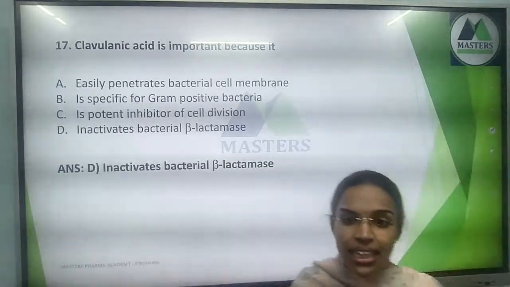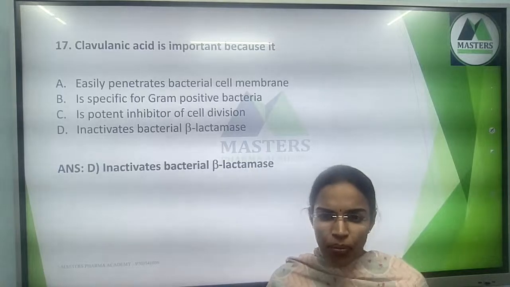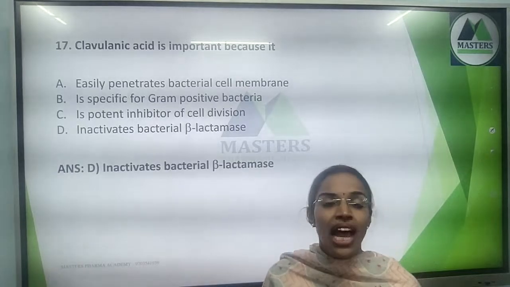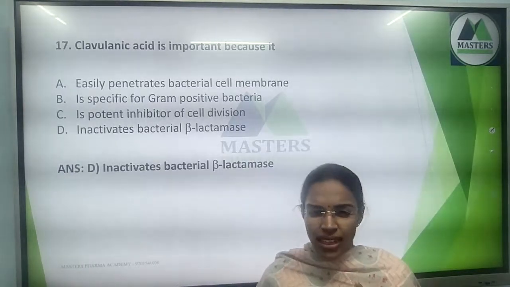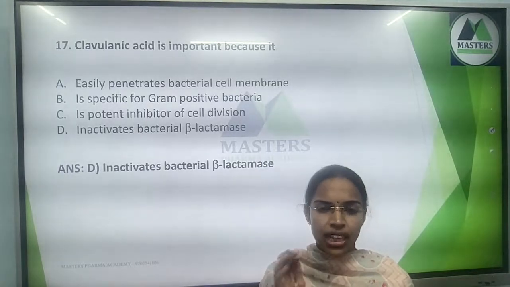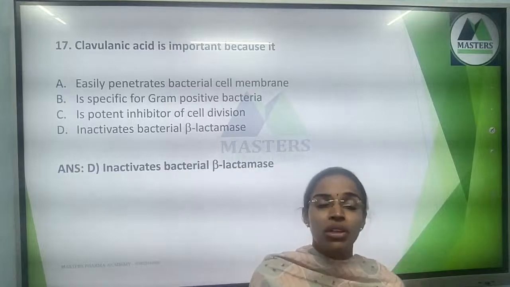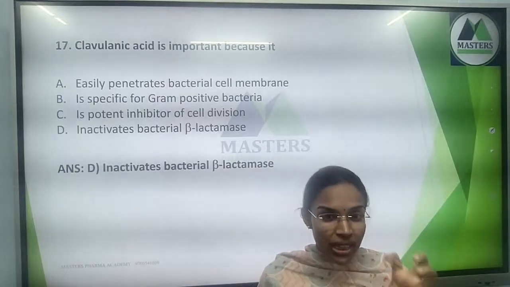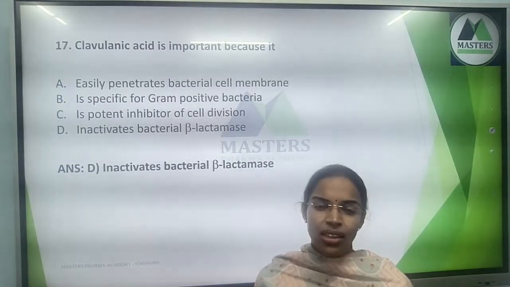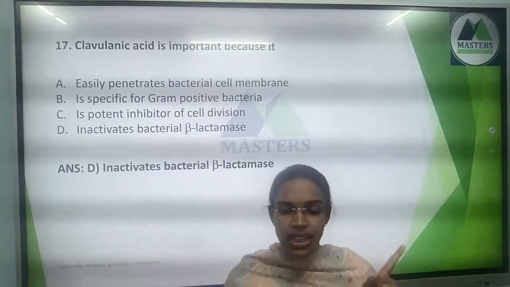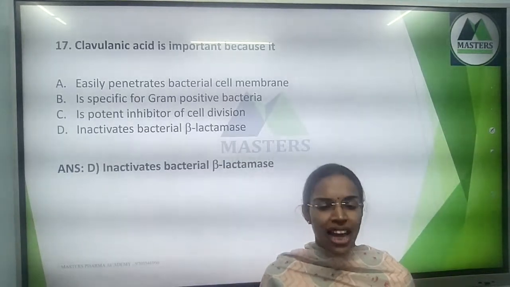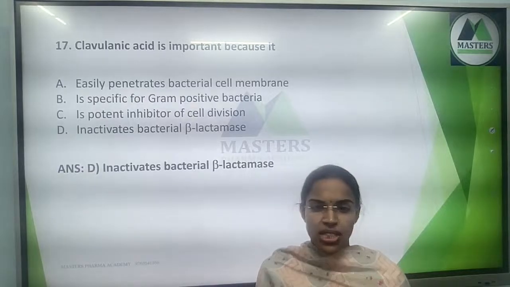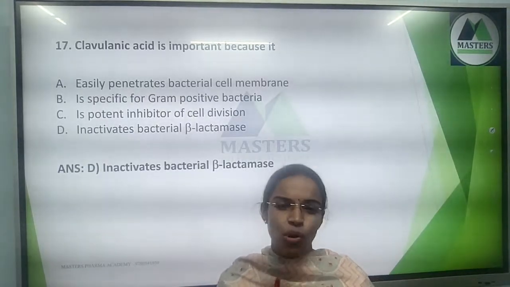Clavulanic acid is a beta-lactamase inhibitor. Please remember, it is a beta-lactam drug and a beta-lactamase inhibitor. Clavulanic acid does not act individually. It is not used independently. It is always used in combination with a penicillin, mostly amoxicillin. We usually see amoxicillin with potassium clavulanate. Clavulanic acid is active in its salt form, potassium clavulanate.